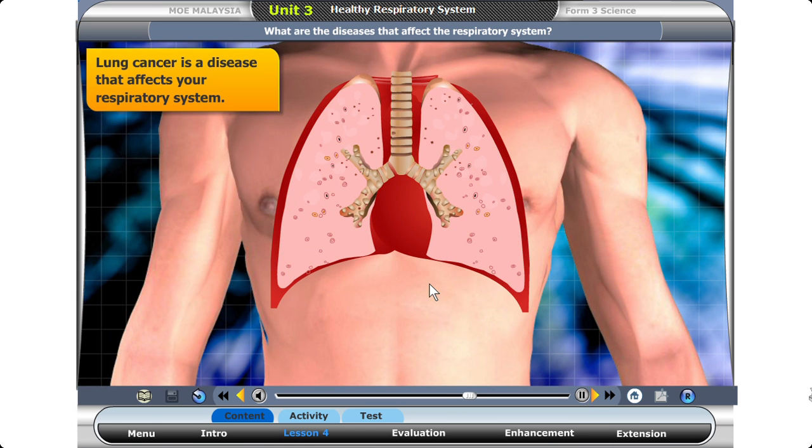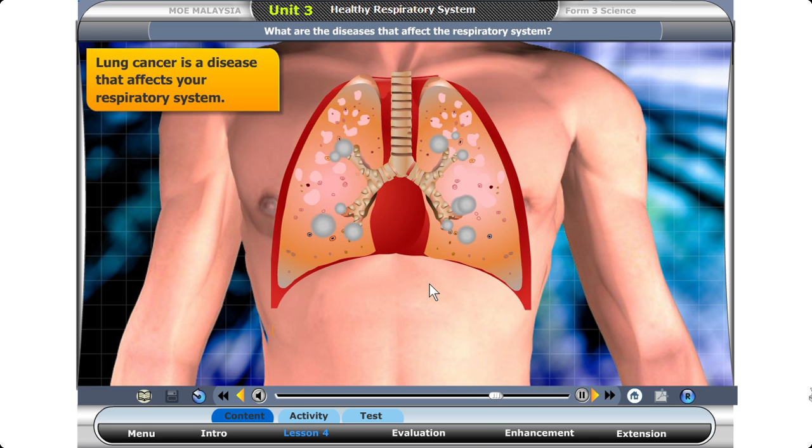This is how a healthy lung looks like. Let's watch what happens to the lungs when they are exposed to harmful pollutants for a long time. Lung cancer is one of the diseases that can affect your respiratory system. Most lung cancers are tumors of the lungs.